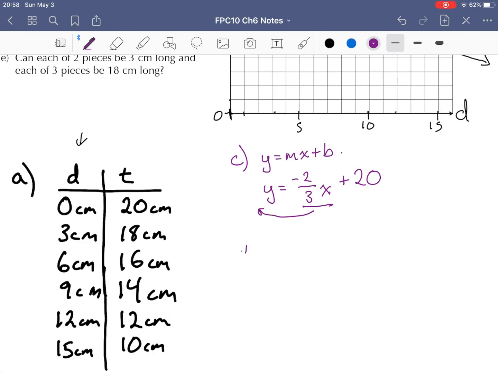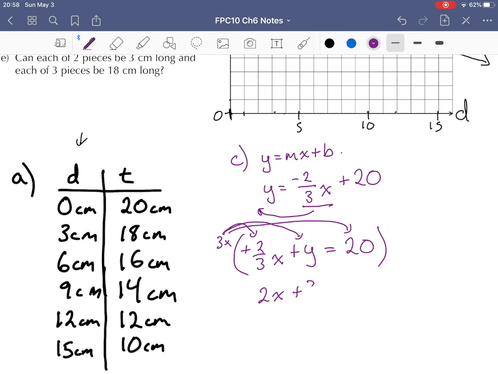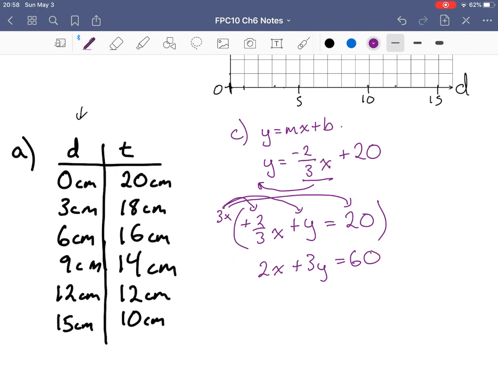But now we want to get this into general form. So let's start by getting into standard form first. Let's take this over to this side to get plus 2/3 x plus y is equal to 20. Now we need to get rid of the fraction from x, so we multiply everything by 3. Each term in our equation gets multiplied by 3. So we get 2x plus 3y is equal to 60. Now do you notice something? This 60 is the total length of the cloth.